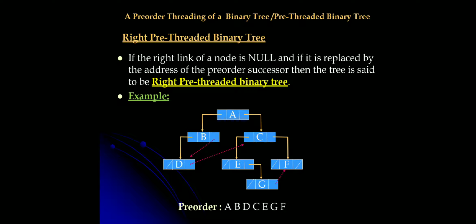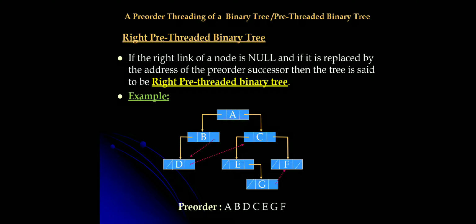Similarly, you can define the pre-threaded binary tree and its two types, right pre-threaded and left pre-threaded. Pre-threaded binary tree means the left child fields which are null are replaced with pre-order predecessor, and right child fields which are null are replaced with pre-order successor. Then we say that it is a pre-threaded binary tree. Right pre-threaded binary tree means only the right child fields which are null are replaced with pre-order successor, and left pre-threaded binary tree means only the left child fields which are null are replaced with pre-order predecessor.